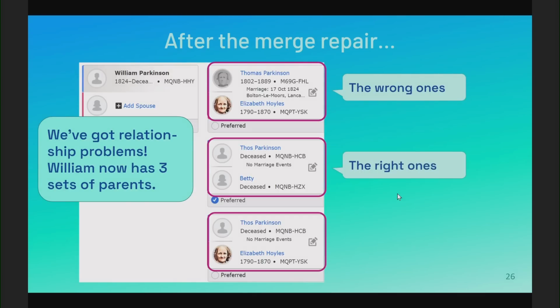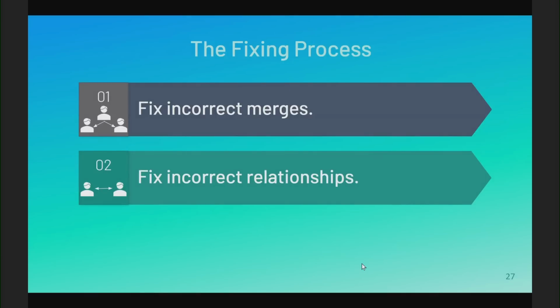He's got the right ones. These are the ones that we just restored. And due to the bad merge, he's got one more set with the right dad. See, it's HCB, HCB. We know he's right, but the wrong mom. So let's clean that up. We are to the next step, which is fixing the incorrect relationships.